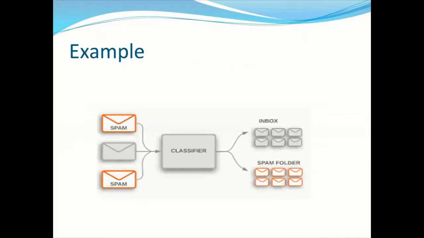So this is the example. So let's say we have 3 mails and 2 of them are spam. So we will first of all train the model with the classification algorithm with the input data, which is basically labeled data. And based on that, it will be able to predict any new mail which will be coming, whether it is a spam or not.